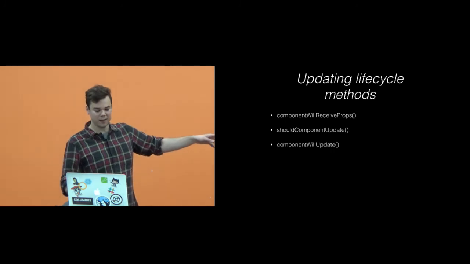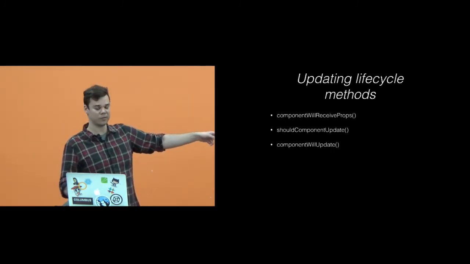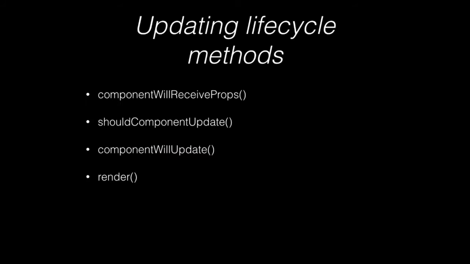Component will update is just saying, OK, we know that the component is going to get some different data. So what do we want to do before it gets that data? Obviously, the render method again, and then component did update. So once that component has received that new data, what do we want to do? And this one is actually, it should be unmounting lifecycle. So component will unmount is basically just saying once this is going to get removed from the DOM, what do we want to do about it?